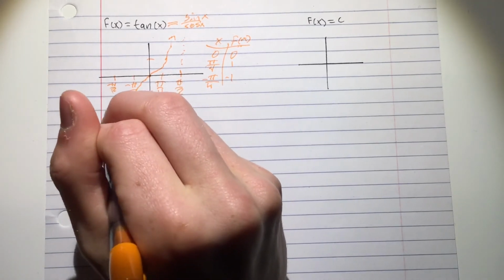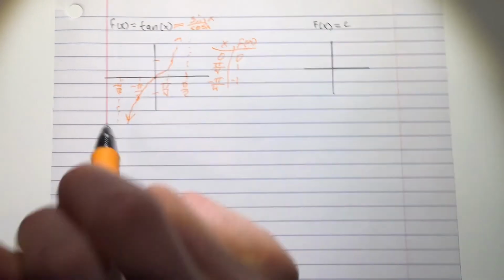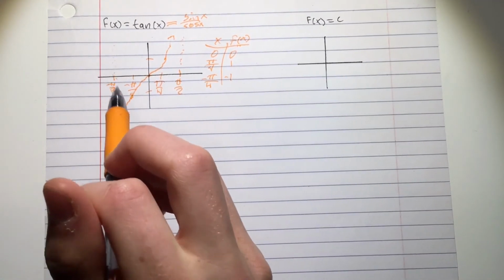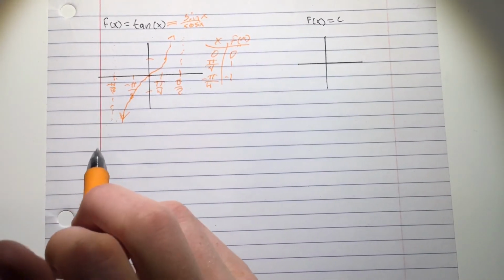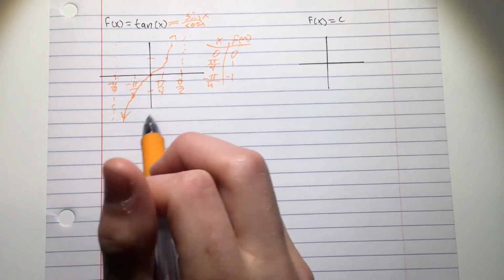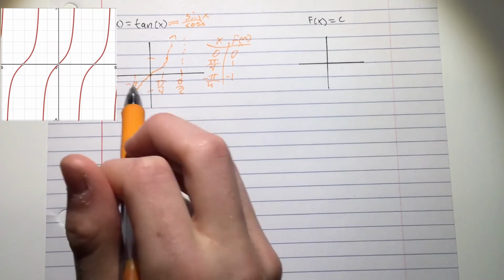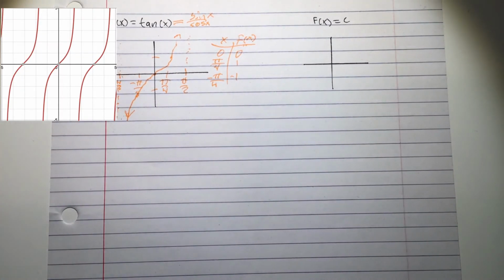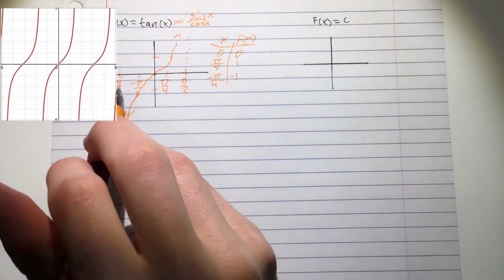This is a vertical asymptote, so it never quite hits negative pi halves, but it approaches negative infinity as you approach negative pi halves from the right. So this is one period, and this just repeats the same way cosine and sine do. So there's the last trig one.